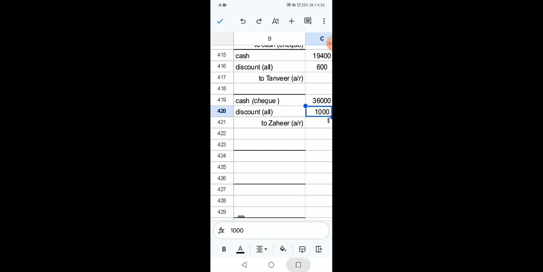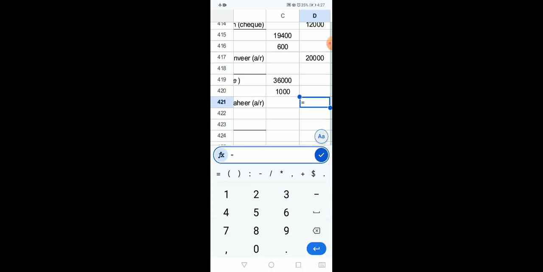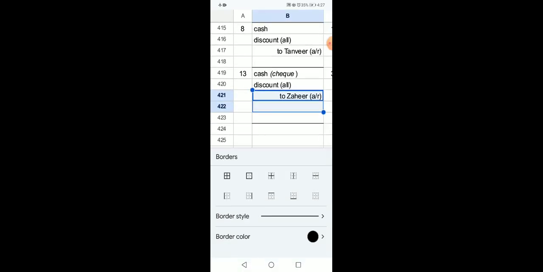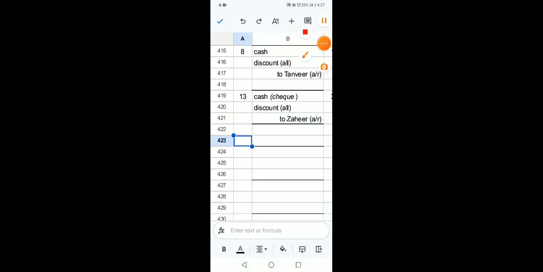Though we have seen the whole entry, the amount of Zahir is not mentioned over here. The amount of check is mentioned and the amount of discount is mentioned, but the amount of Zahir, that means the amount of account receivable, has not been mentioned. For this we will use a very simple rule of accounting. Debit side and credit side will always be equal. On the debit side there are two amounts. If we sum up these two amounts, that means 36,000 and 1000, this sum would be written on the credit side, with which debit and credit side would be equalized. This way we have completed entry number 13, and now we will see what the next entry is saying.